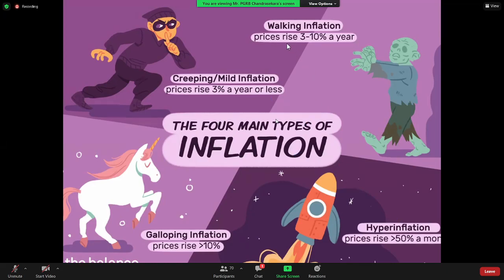So if the inflation is less than 3% a year, we call it creep-in or mild inflation, right? The price levels are changed less than 3%. That is a creep-in inflation situation.